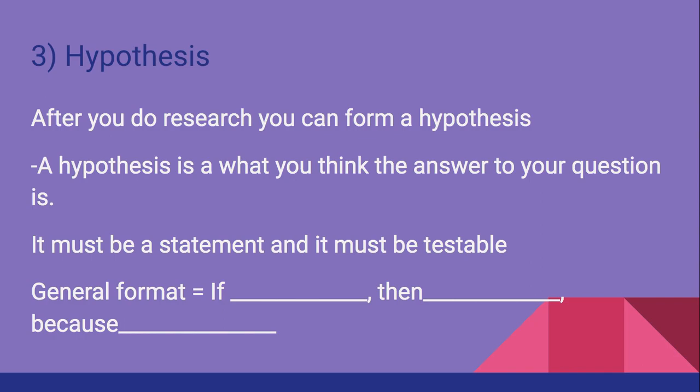So my general format: if I water my tomato with salt water, then it will grow more because salt is an important nutrient for living things. All right. Your general format is if, then, because. If I change something, then this will happen because XYZ. Does it have to be if, then, because? No. It just has to be a statement, and you have to be able to test it. I can give my tomato plants salt water, and I can measure if they grow more. That's totally doable.